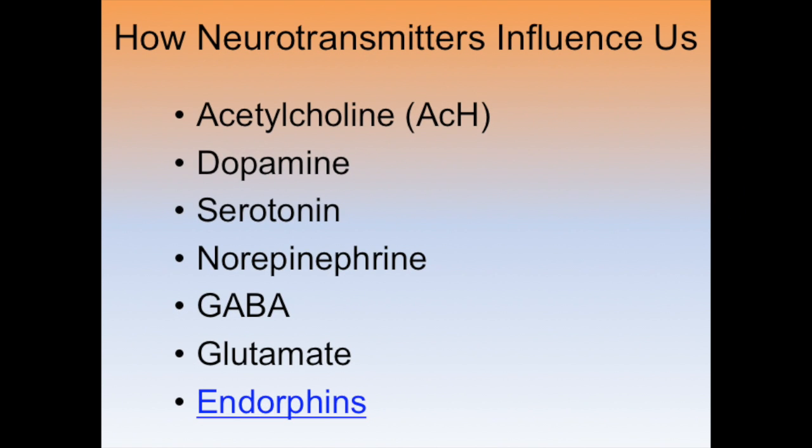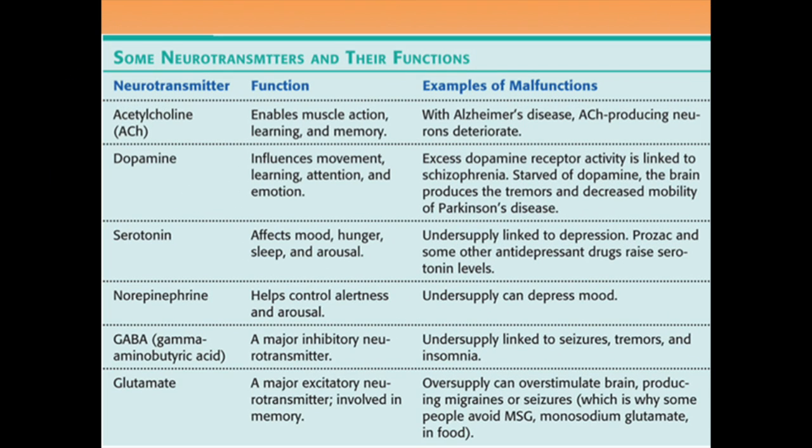The list of some of the most common neurotransmitters. Some of these neurotransmitters and their functions are listed here. Acetylcholine is important with muscle action, learning, and memory, and this is the neurotransmitter that they believe is connected with Alzheimer's. Dopamine influences movement, learning, attention, and emotion. You see different effects of dopamine, with levels of dopamine causing symptoms like schizophrenia and Parkinson's. Serotonin affects mood, hunger, sleep, and arousal, and an undersupply is linked to depression. So some of the antidepressant drugs raise the serotonin levels in the brain to deal with this.